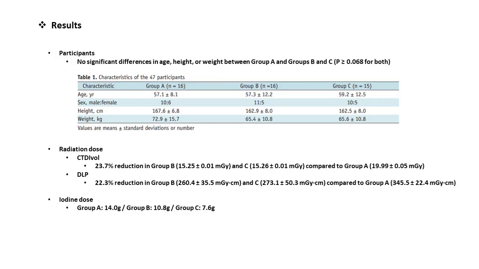Let's move on to the results. There were no significant differences in age, sex, height, and weight across the groups. Groups B and C saw a 23.7% reduction in CTDI volume and a 22.3% reduction in DLP compared to the Group A, which represents the standard protocol in daily clinical practice. Iodine dose was substantially reduced as well. Group C achieved a nearly 46%, 6.4 gram reduction in iodine load compared to the Group A.